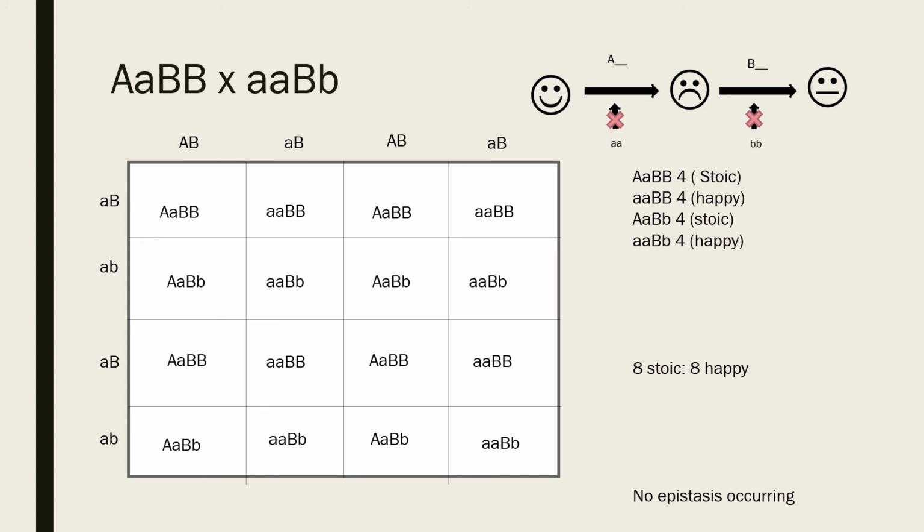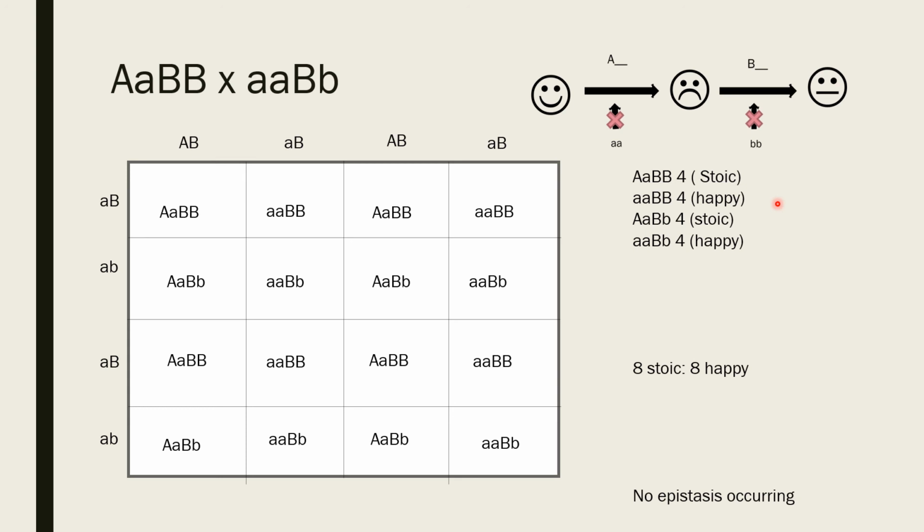Finally, there's a dihybrid cross between big A, big B, little a, big B, little b. And here we see that there are many less genotypes, and the phenotypes look a lot different because there's always going to be a big B, so there's never going to be a sad face.